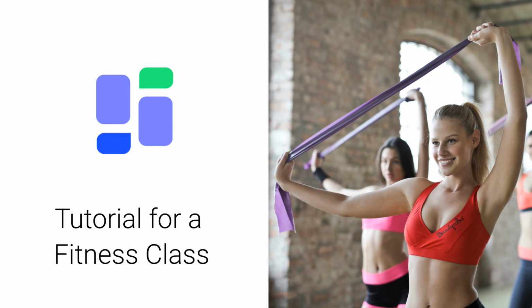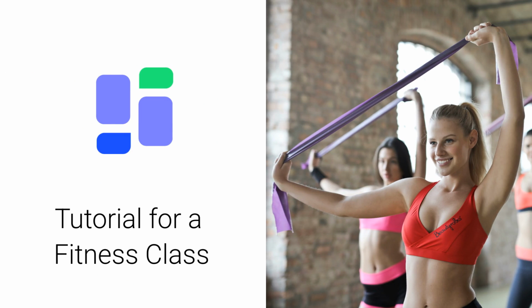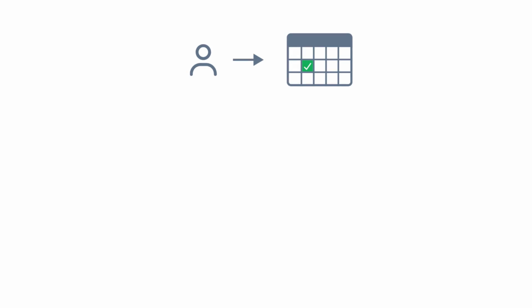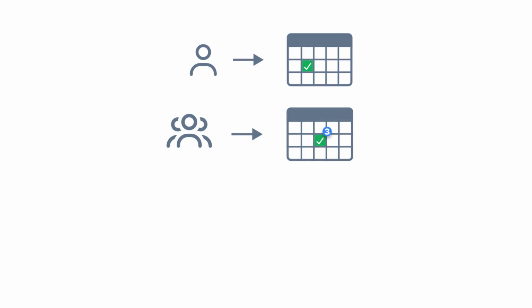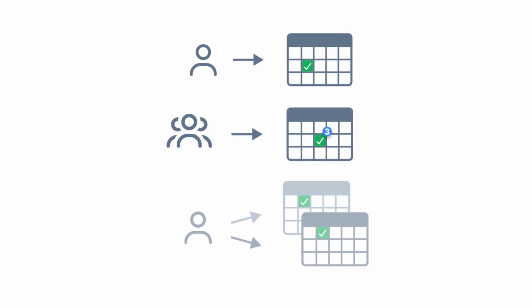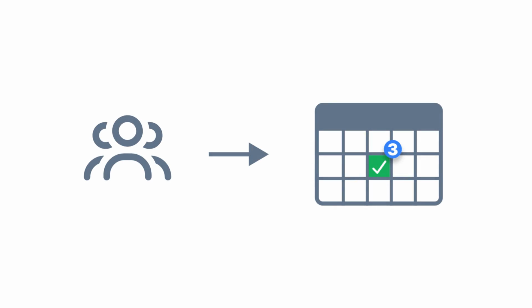In this video, we will show you how to set up a schedule for a fitness class. SuperSAS offers 3 different types of schedules: a resource schedule for one-on-one appointments, a capacity schedule for group lessons or events, and a service schedule for services that use multiple resources such as a room and a person. In this example, we will use the capacity schedule.